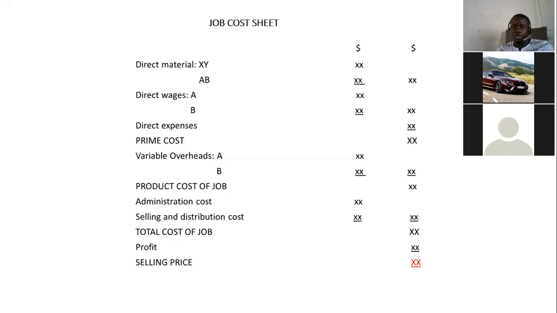So selling price is the final item. Okay, so this is how the cost sheet looks.